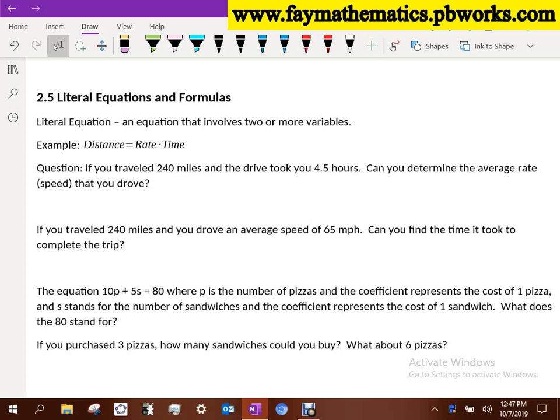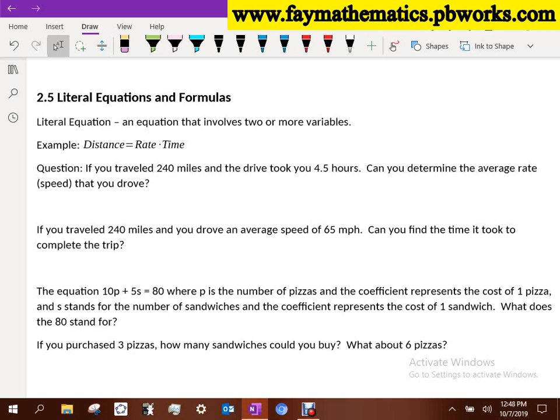All right, so literal equations. Equations that have two or more variables, like a squared plus b squared equals c squared. You guys remember that? Pythagorean theorem. Okay, that's a literal equation. Usually they tell you what a and b are, and you can find c. Or they tell you a and c, and you can find b.